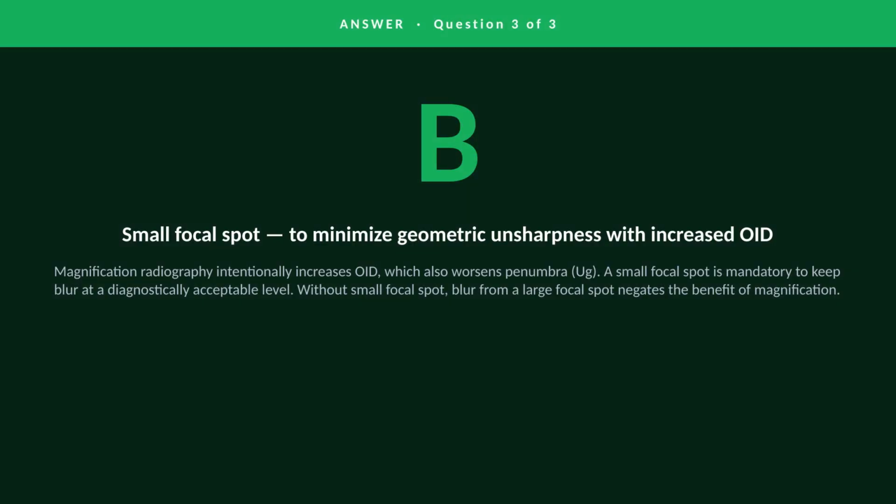The answer is B, small focal spot, to minimize geometric unsharpness that worsens with increased OID. Magnification radiography intentionally increases OID, which worsens penumbra proportionally.